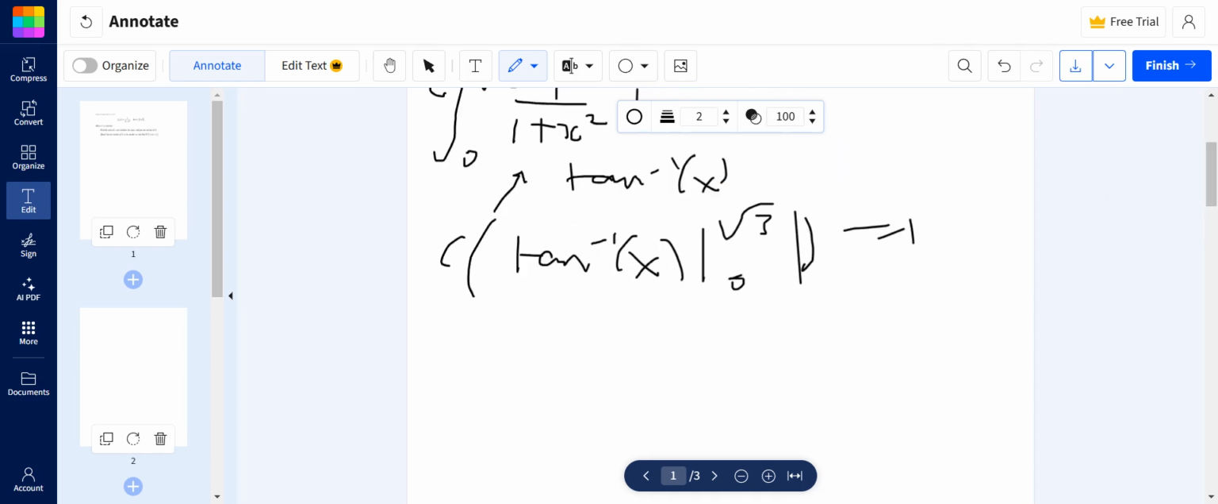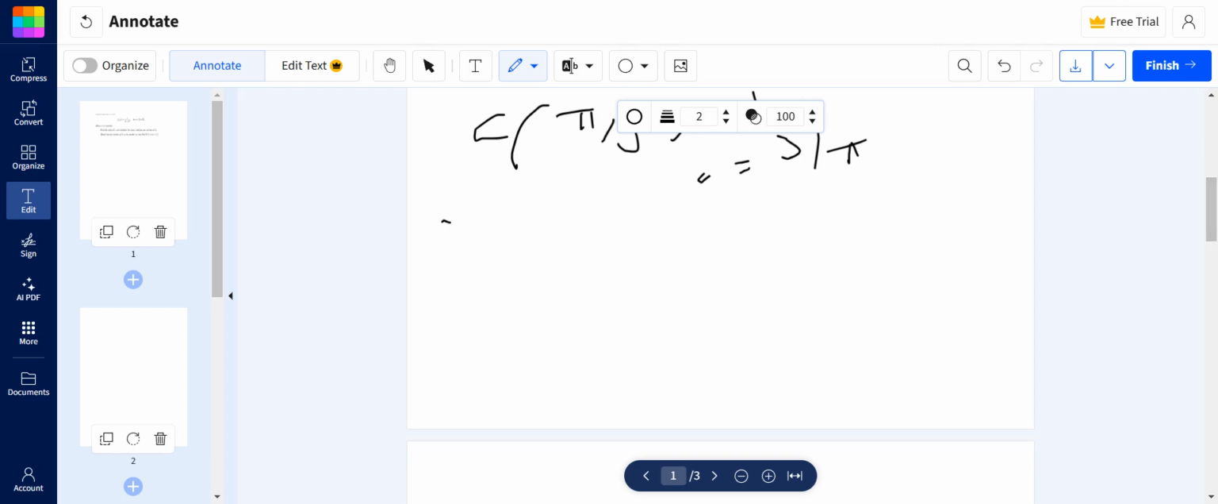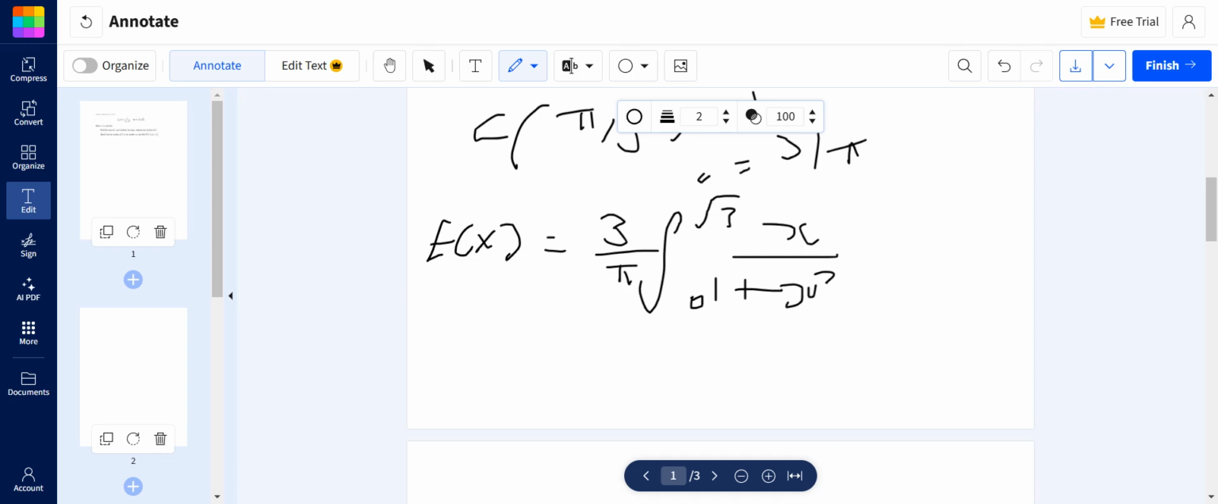Okay? So what does that mean, right? Well, it just ends up being that c times pi over 3 is 1. So c just ends up being 3 over pi. So the next thing is to calculate the expected value. Okay? So the expected value is going to be given by 3 over pi multiplied by the integral between root 3 and 0 of, in this case, x times f of x. So it's going to be x over 1 plus x squared dx.